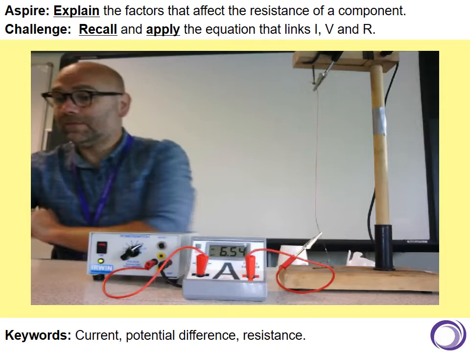Excellent. So there we've had a demonstration, and key terms we use such as current, increased current, voltage, increased voltage. We've got thermal energy, we've got resistance and the increased resistance, and we've also got light energy given off.